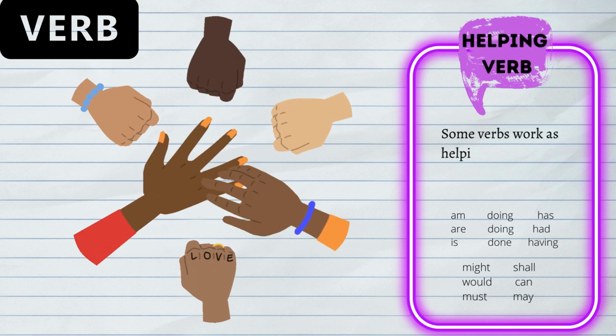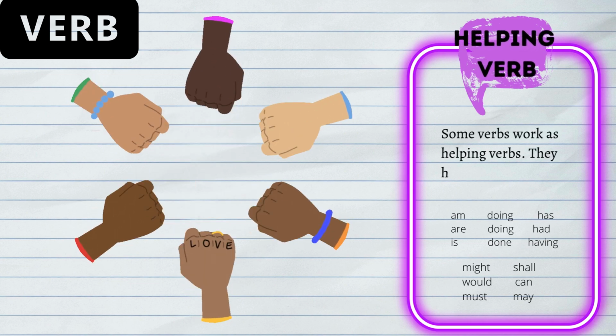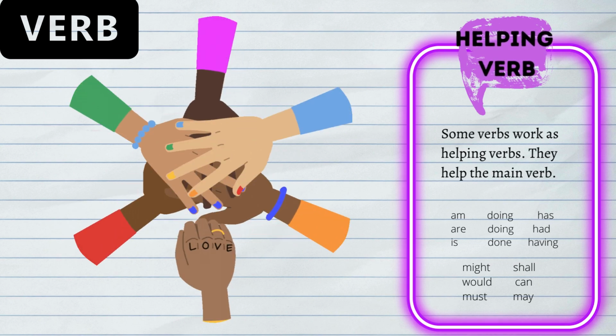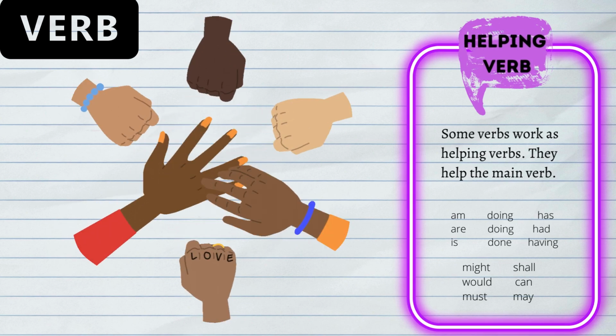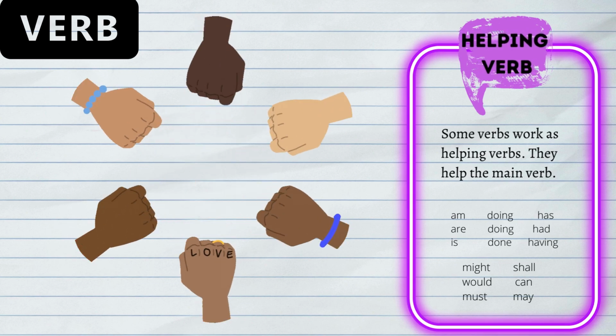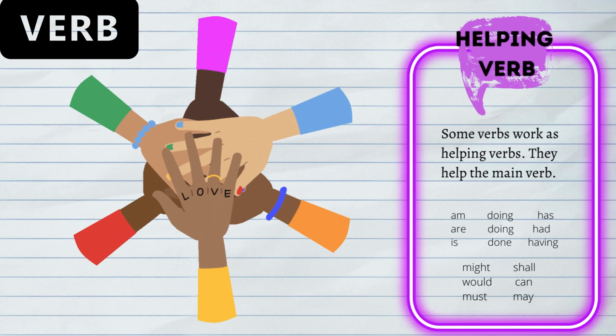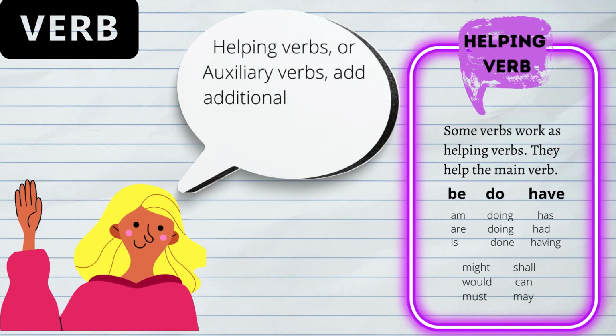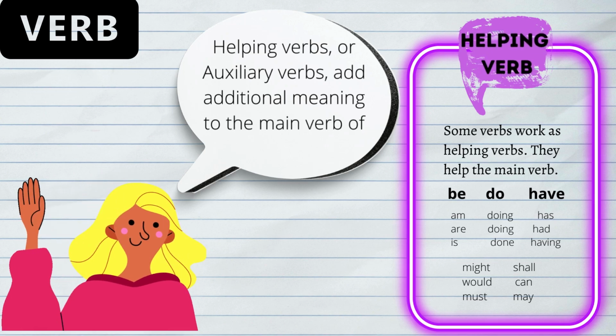Some verbs work as helping verbs. They help the main verb by changing its meaning. They are called helping verbs. Some examples are am, are, is. Helping verbs, or auxiliary verbs, add additional meaning to the main verb of the sentence.